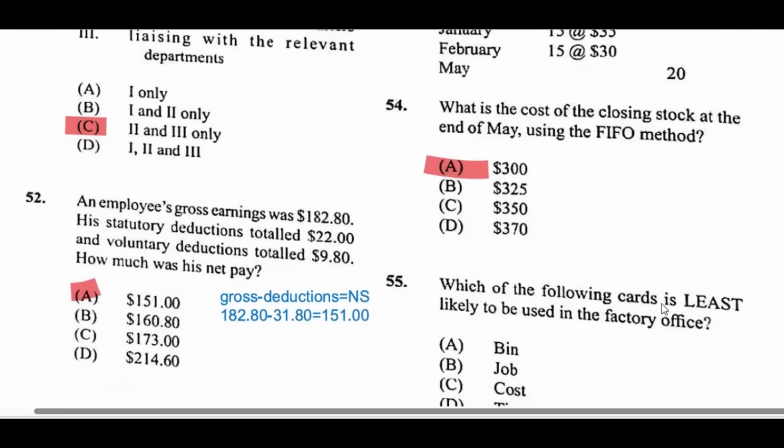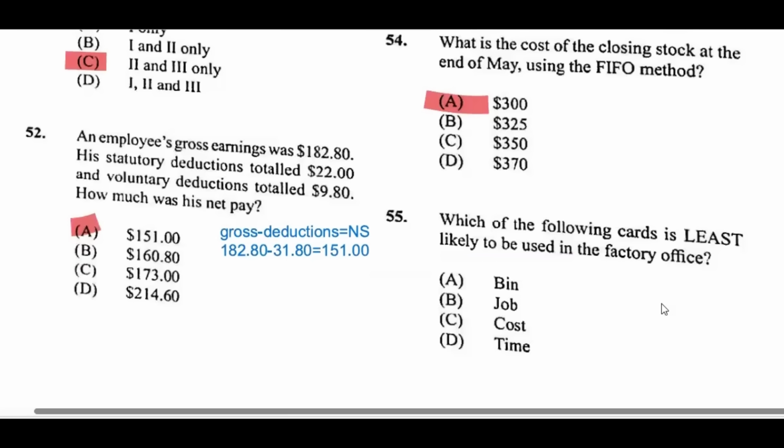Which of the following cars is least likely to be used in a factory office? Another question, repeated for a couple of years. The answer is just jumping out at you, right? Another word for factory is the operations. You see how they're using that word interchangeably? Remember, factory and operations office mean the same, they fall in the same topic.